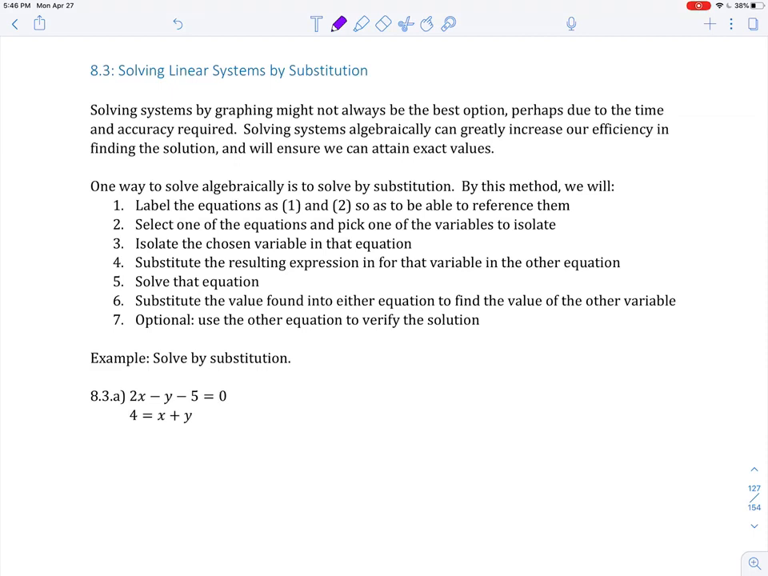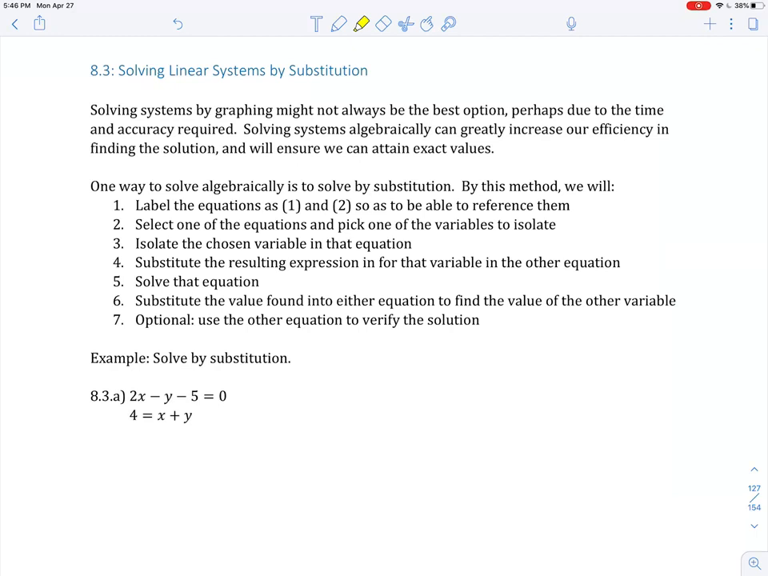Alright, so we've already learned how to solve linear systems graphically, but that's not always the best option. Sometimes it's due to the way that the equations are formatted. It's not an easy way to just graph off the top of your head. Sometimes you get answers that are decimals or fractions, and those aren't always easy to graph and determine either. So solving by substitution is one of our other methods that is going to be pretty awesome.